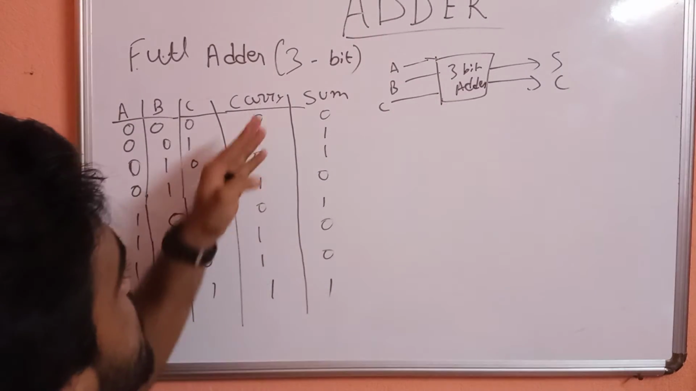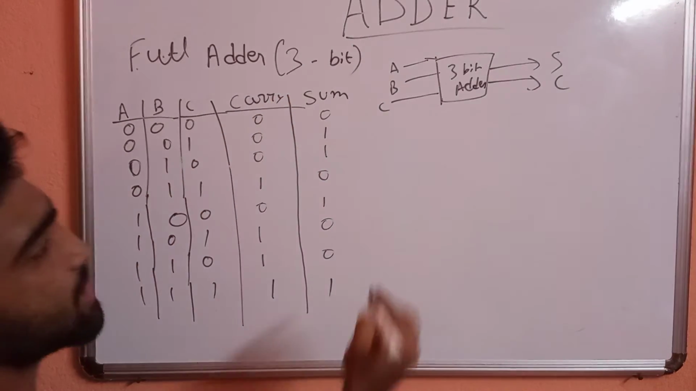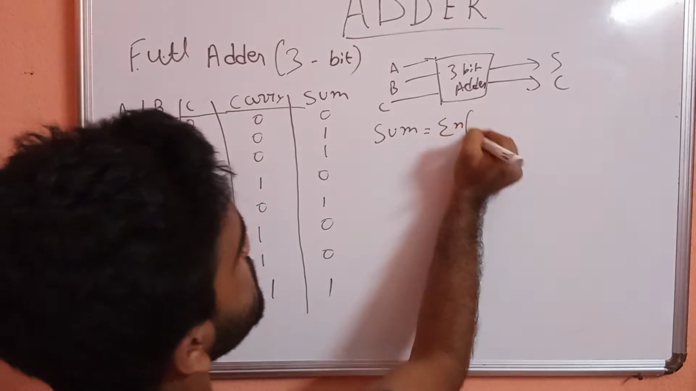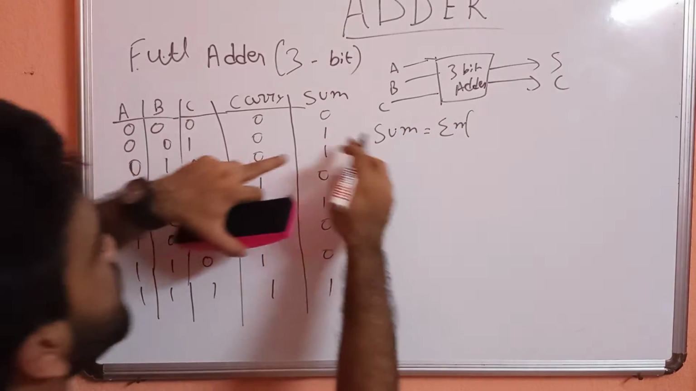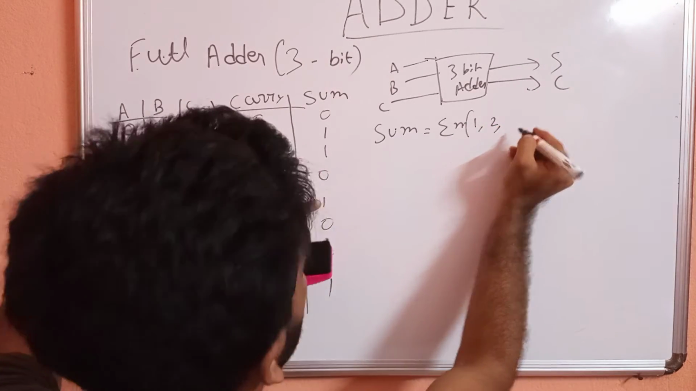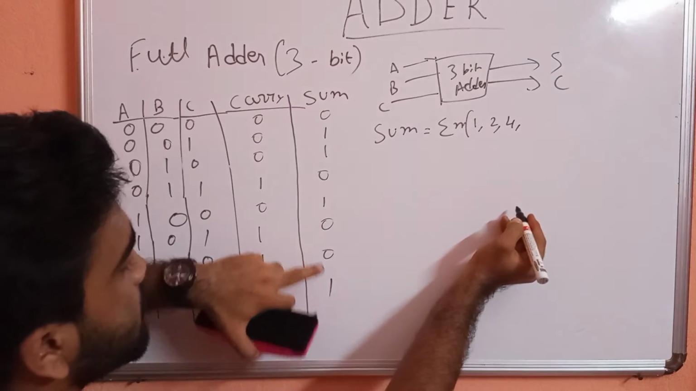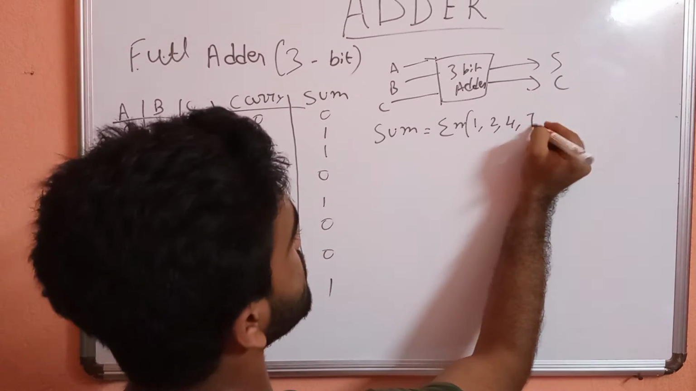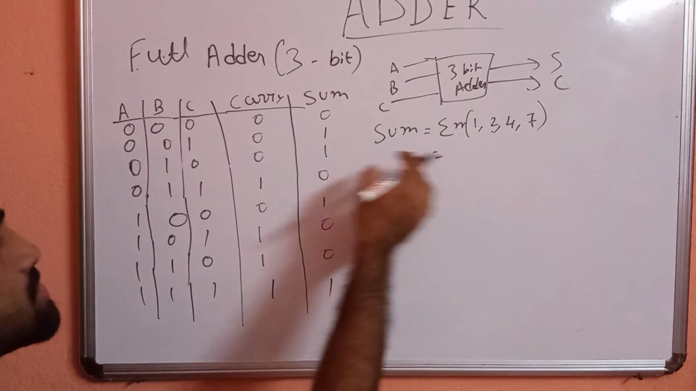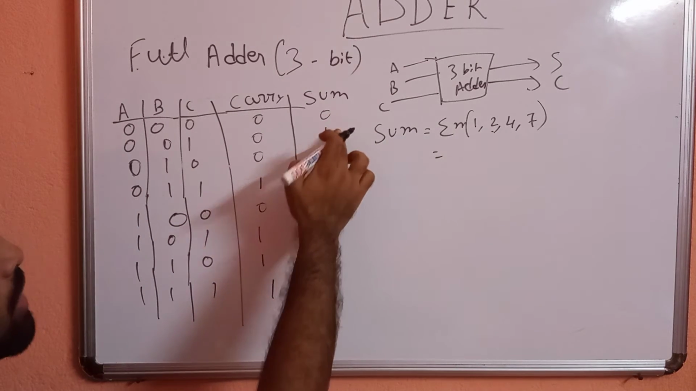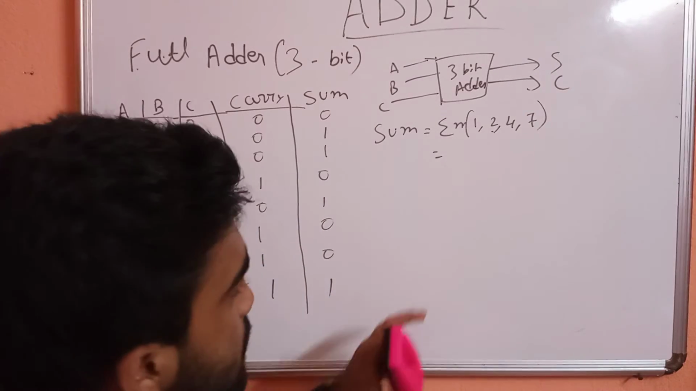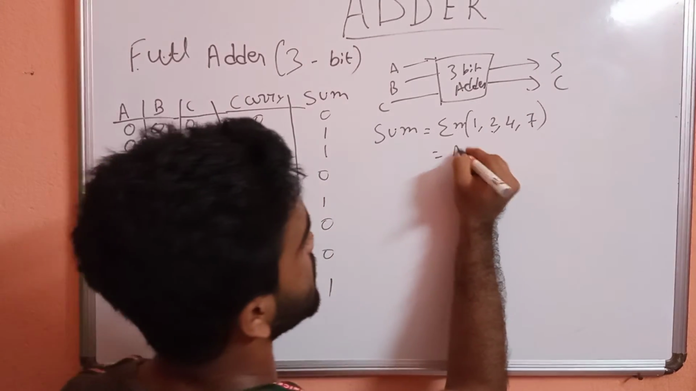Okay. Now what is the SOP expression for sum here? Let us see. SOP expression for sum. See, 1, then 2, then 3, 4, then 5, 6, 7. The minterms are 1, 2, 4 and 7. We will be taking this part into consideration. Okay. So what will be the expression?